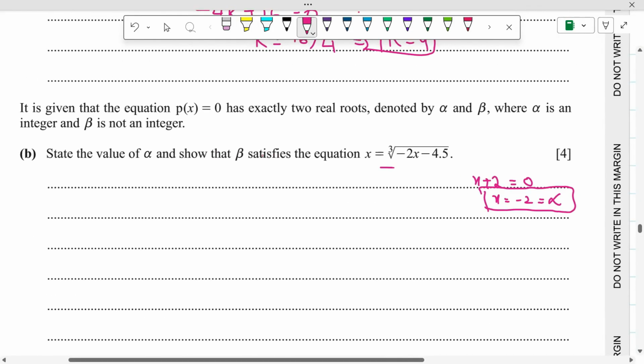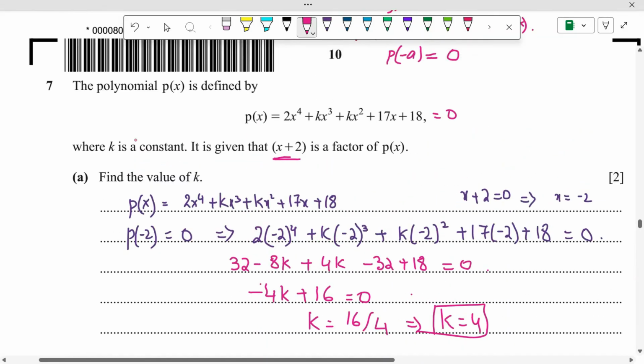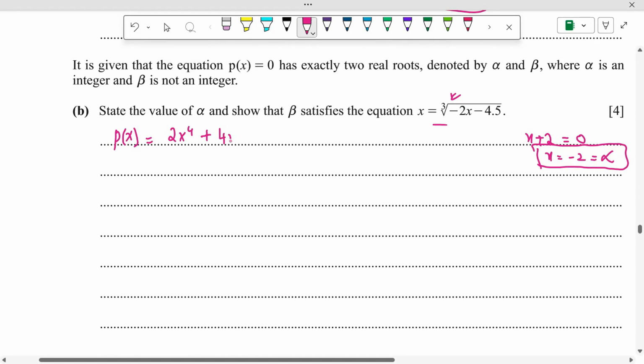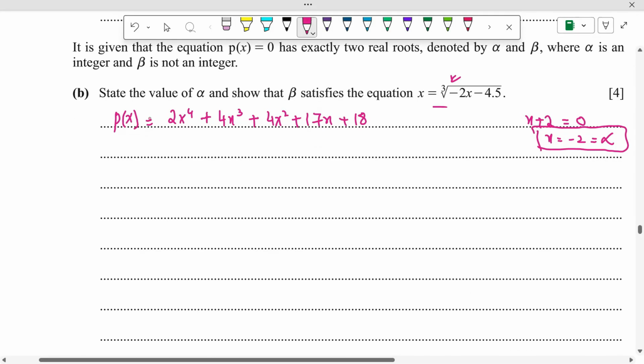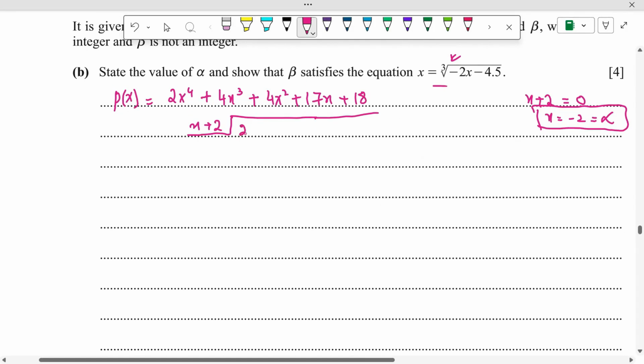Okay, first show that the second real root beta satisfies this equation. To find this equation, first we have the polynomial p of x equals 2x to the power of 4 plus k, which is 4, x cubed, plus k, which is 4, x squared, plus 17x plus 18. This polynomial has a factor x plus 2. So if we divide p of x by x plus 2, we will have the quotient. So 2x to the power of 4 plus 4x cubed plus 4x squared plus 17x plus 18.